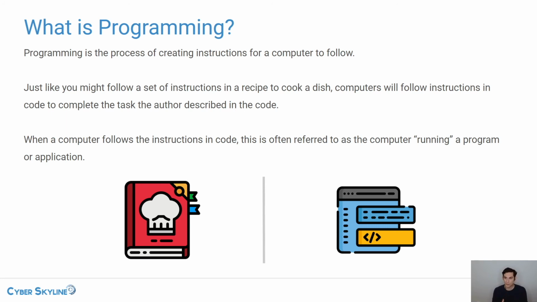Computers will also follow the instructions that are provided in code to complete the task that the author described in the code. And when a computer follows the instructions in a code, this is often referred to as running a program or executing a program or an application. So if coding seems very complex and convoluted to you, it's just a very simple set of instructions. It's just like if you read a cookbook, except instead of giving instructions to a human, we're giving instructions to a computer. And that has several caveats that we need to consider.